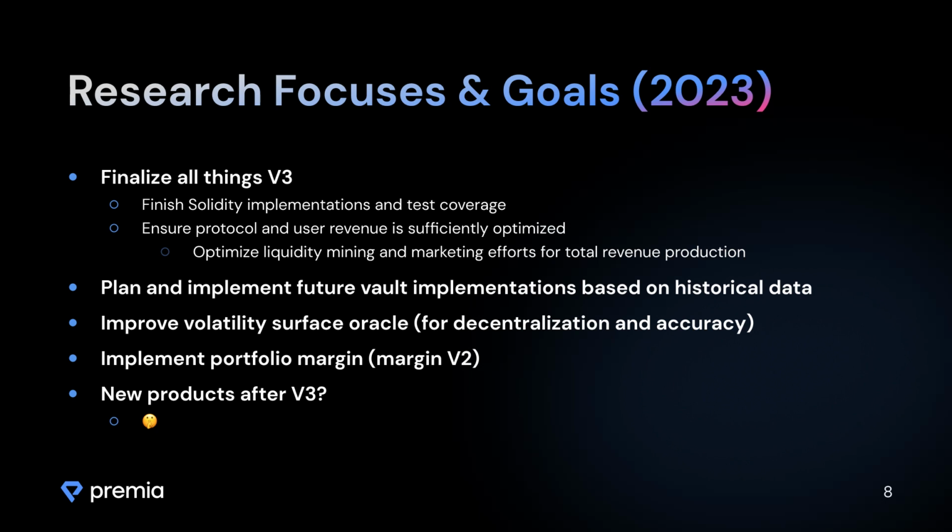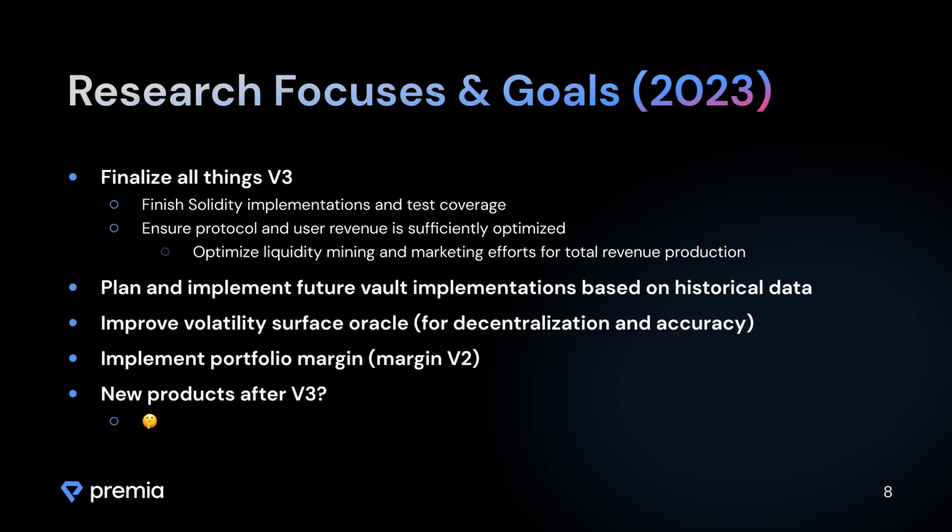Now, what are we looking to focus on in 2023? Our team has a number of tasks to complete in order to finalize the v3 system. This includes finalizing our Solidity implementations and ensuring that we have sufficient test coverage. We also need to optimize the protocol and user revenue, focusing on liquidity mining and marketing efforts to maximize total revenue production. In addition, we'll be analyzing historical data in order to plan and implement future Vault implementations.